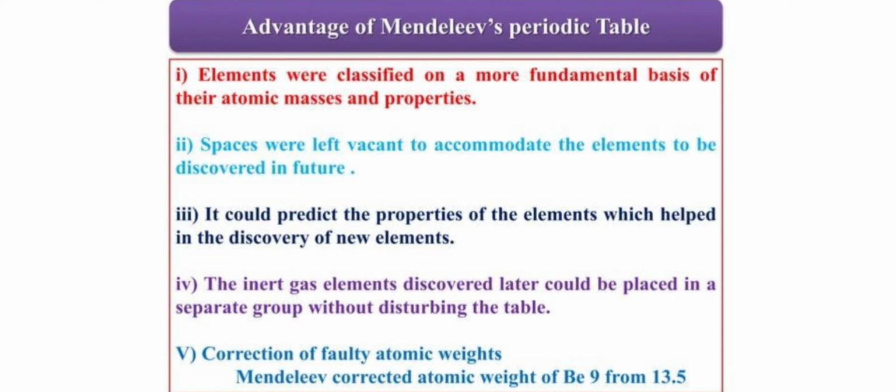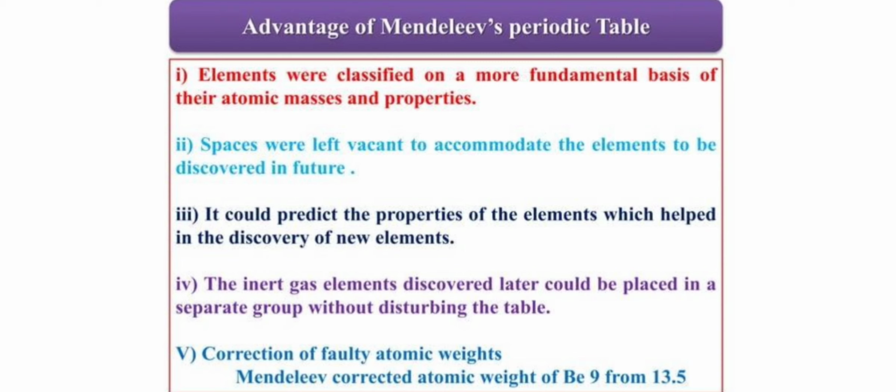Advantages of Mendeleev's periodic table. Elements are classified on a more fundamental basis of their atomic masses and properties. I am saying once again, he classified the elements based on their atomic mass. Newlands and Mendeleev both classified the elements based on atomic masses.